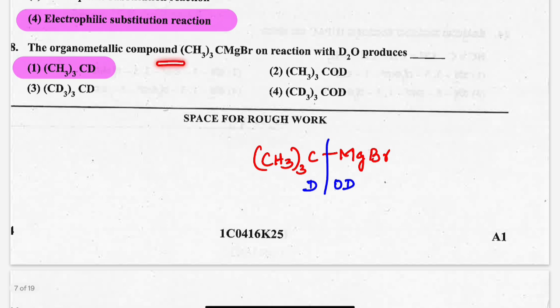The organometallic compound on reaction with D2O. So instead of water, they have taken deuterium, produces. So here what happens is the bond between carbon and magnesium will break. So here you will add D to the carbon and to the magnesium you will be adding OD. So here this is the product. CH3 3 times and CD. So here you can see this is the product.